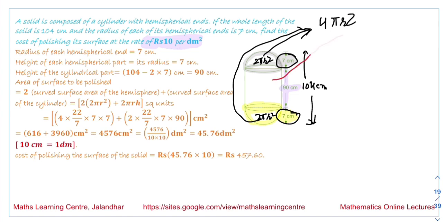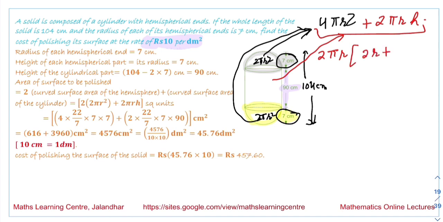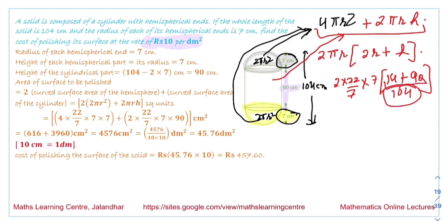And the surface area of this cylinder we have will be equal to 2 pi r h. On substituting the values in this formula, if we take 2 pi r common, we are left with 2 r plus h. So we substitute the values, we get 2 into 22 by 7 into radius, which is 7, then it is 14 plus height, which is 90. The sum, this complete sum, is given to be 104. This whole value, 90 plus 14, is 104.